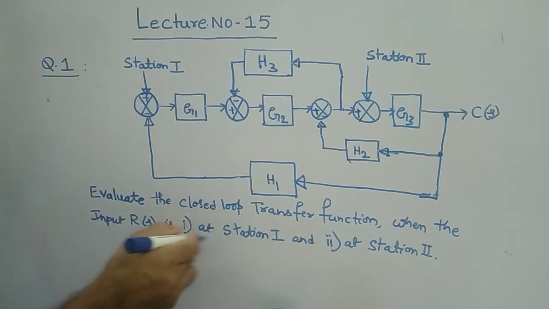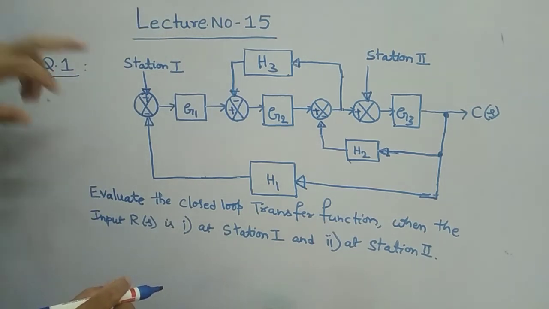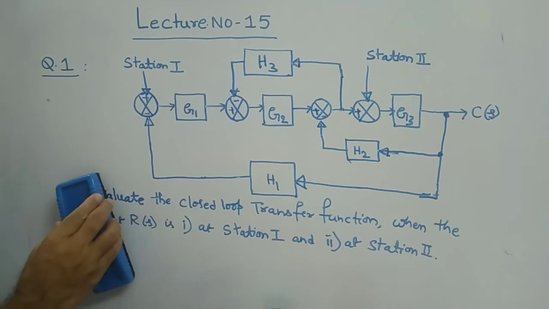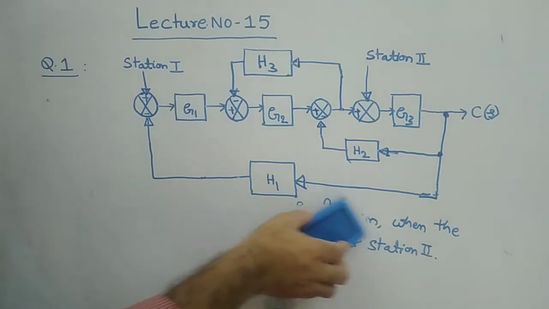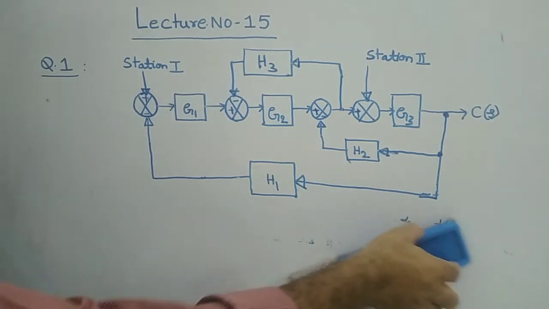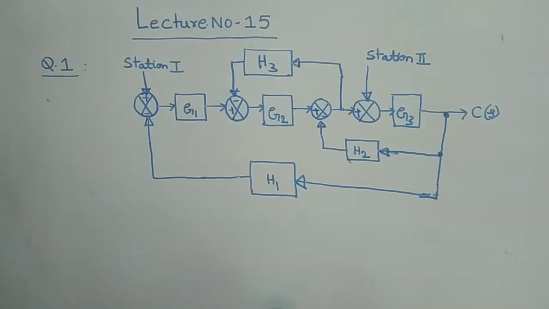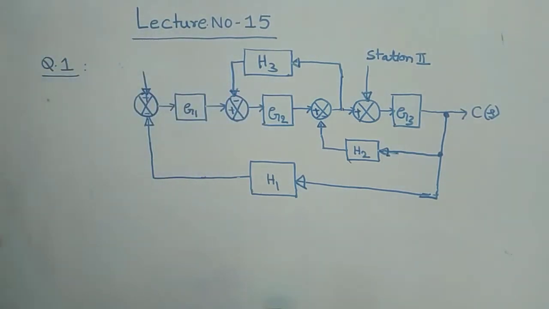Now let us solve step number 1, point number 1. Assume that your input is at R of S, station 1. Then what do we have to do for this? Let us solve that. I am erasing this question. Let us see what the answer will be and how it can be solved. As I have explained just now, assume that at station 1 you have your input, meaning you have your R of S. Solution.